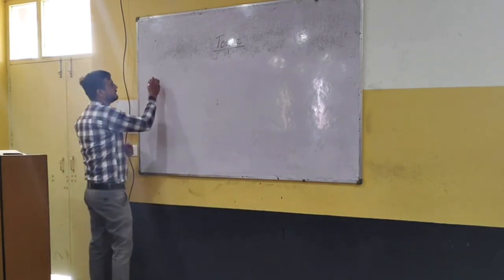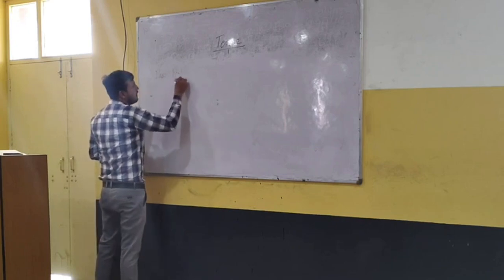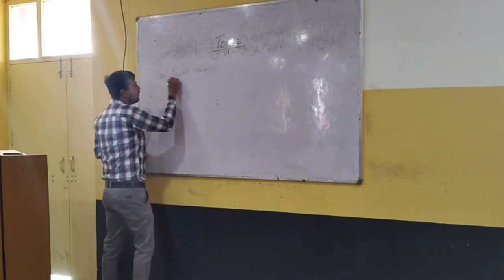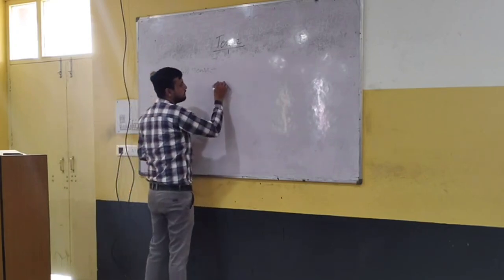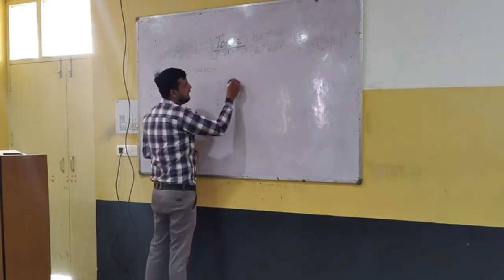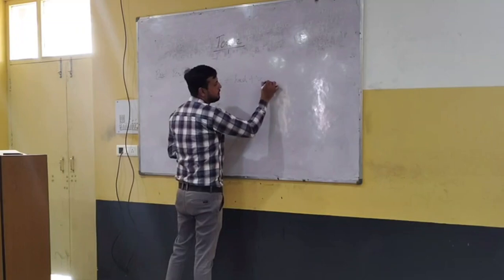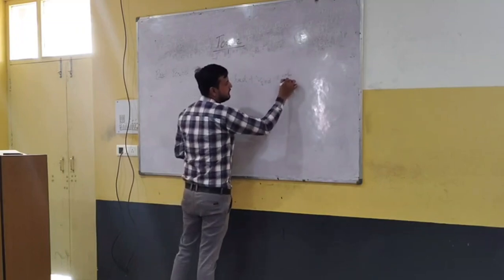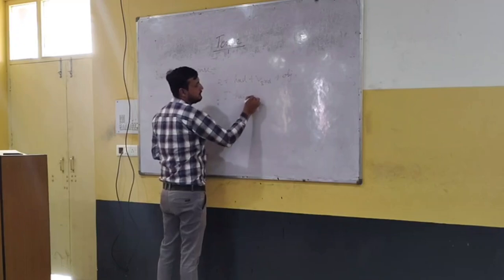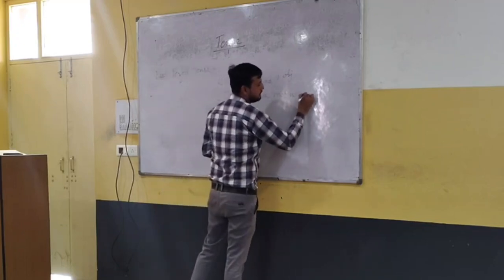Now past perfect tense. What is the formula of this? Subject plus had plus verb third form plus object. Clear? For example, I had done my work.